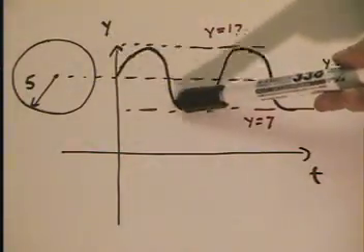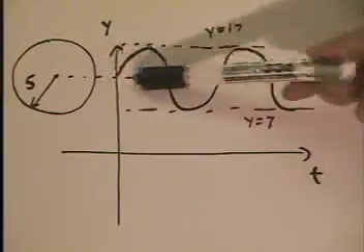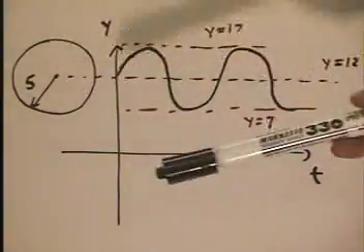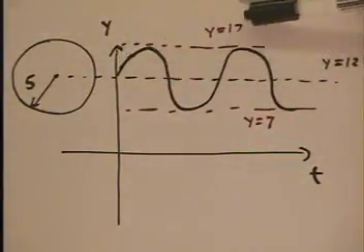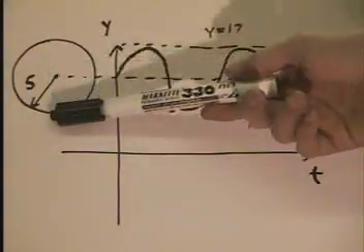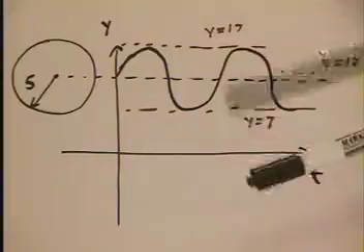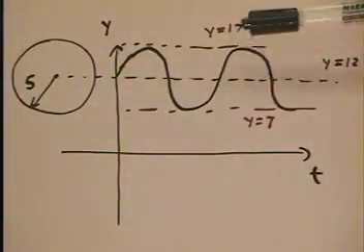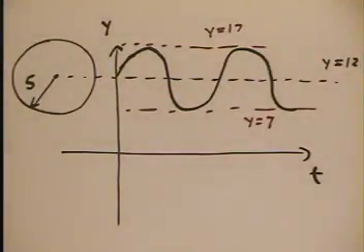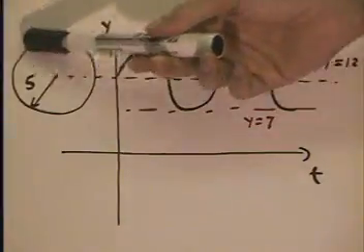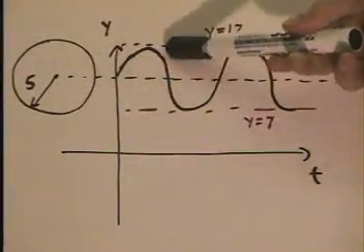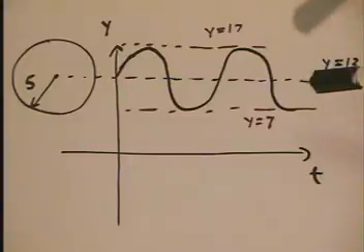When we trace this curve out, since the circle is centered at 12 and has a radius of 5, the highest point we're going to attain is y equals 17. The lowest point is going to be y equals 7. So we're going to be moving between y equals 7 and y equals 17. We can adjust the speed in the circle to make this have whatever wavelength or frequency we wish.